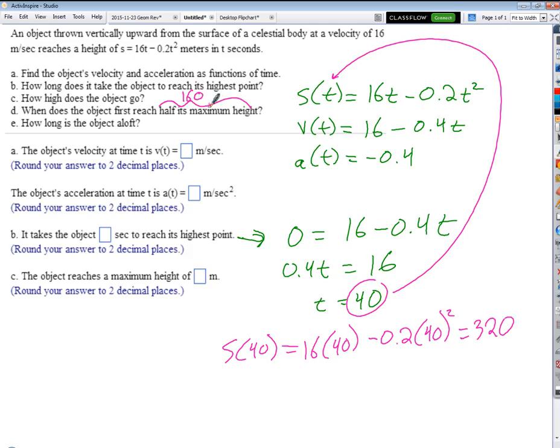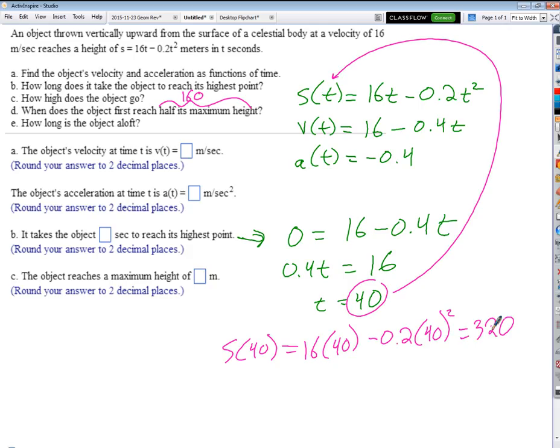So all I have to do then is set the position function, the height function, equal to 160 and solve. How do you know it's 160? I know it's 160 because the answer to part C was how high does it go? And it was 320. So half of its maximum height would be half of that, 320. Yeah, you just set it equal to 160. Wait, so what equal to 160?